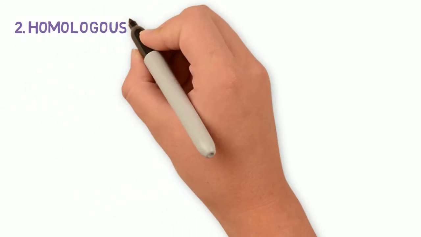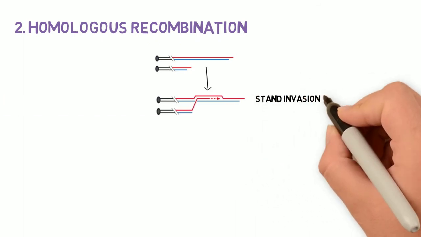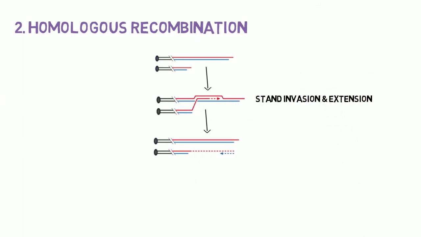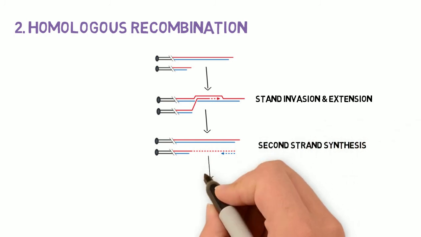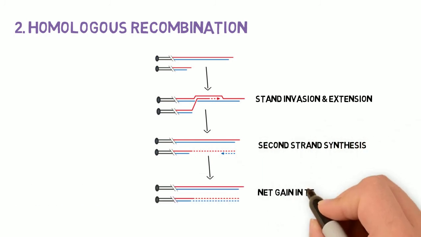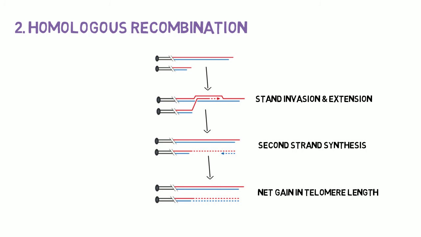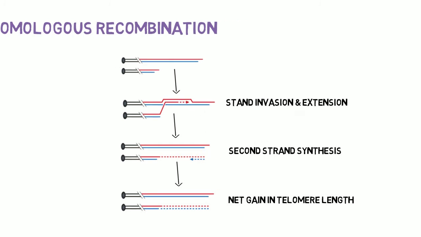In homologous recombination, using an existing telomeric sequence as a copy template, there is a strand invasion and synthesis of new telomeric DNA. Therefore, there is a net gain in telomeric length and an increased capacity for cell proliferation.